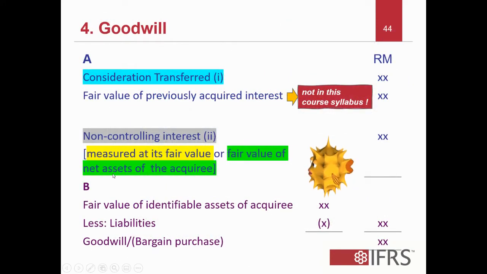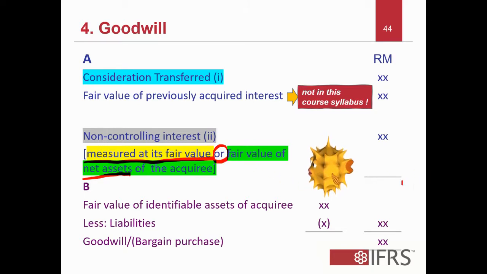These are the summary of what was explained in MFRS 3 on calculation of goodwill. So consideration transferred, that was explained in number 1. Fair value of previously acquired interest will not be within our discussion. As I said, this is not in this course syllabus. So you're going to find the consideration transferred, find the non-controlling interest, but make sure you measure the non-controlling interest correctly. Either you measure it at fair value or measure it based on the net asset, because you need to select one of the two options.